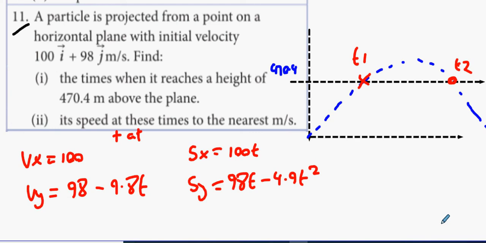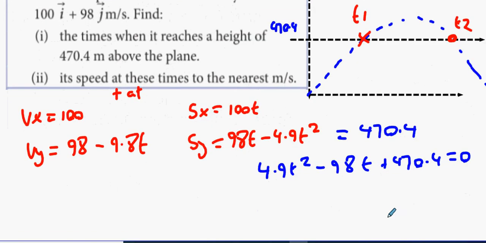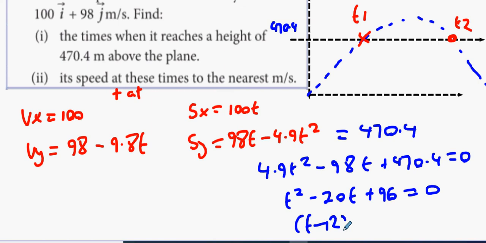Now, all right, what are we going to do here, guys? Sy equals 470.4. Bring all to one side. Is everything in this list divisible by 4.9? It is, all right. Could somebody tell me what 98 divided by 4.9 is? Is it 20? And the last one? 96. So t equals 12 and t equals 8. Happy days.